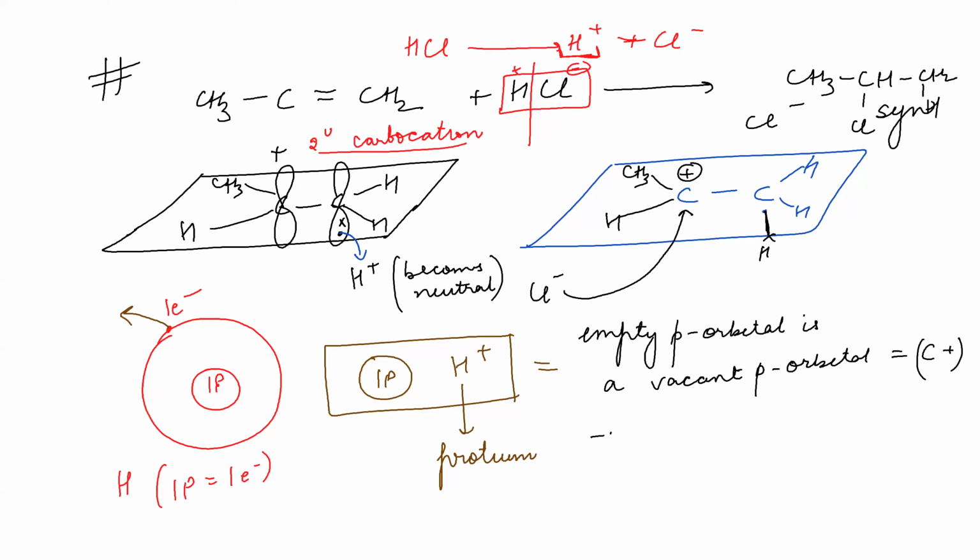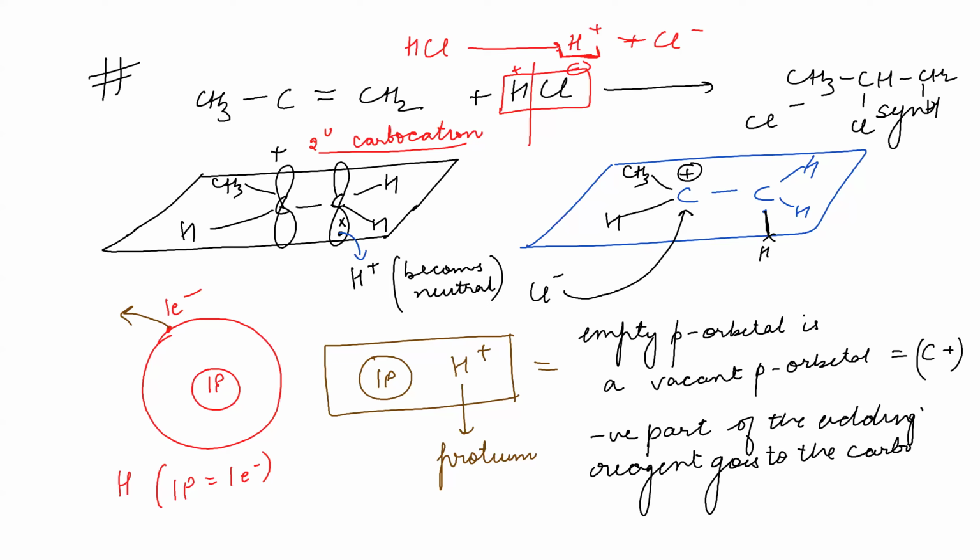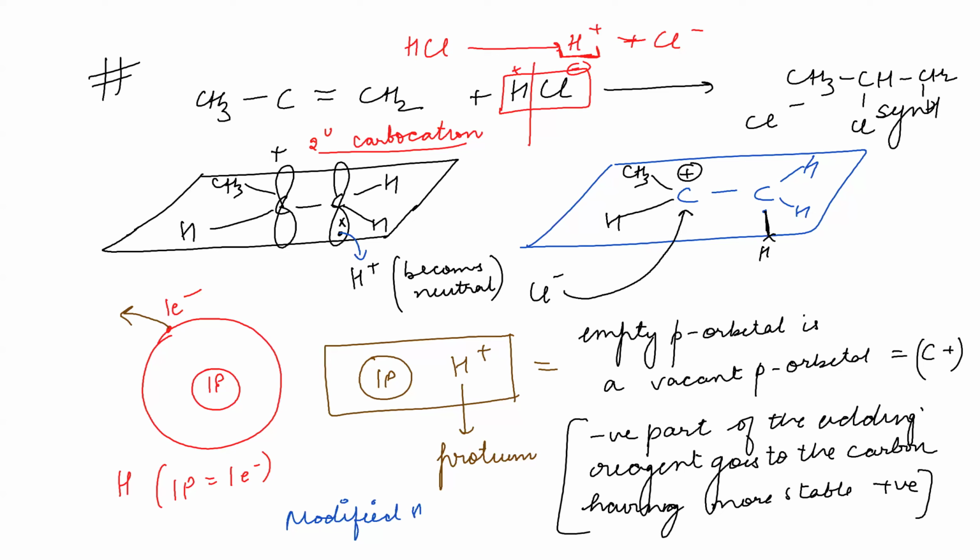And the negative part of the adding reagent goes to the carbon having more stable positive charge. That's the actual definition. I would call it a modified Markovnikov's rule. That's a modified Markovnikov's rule.